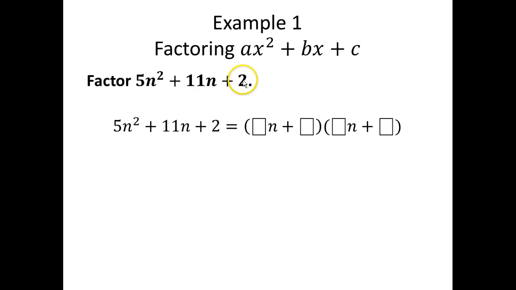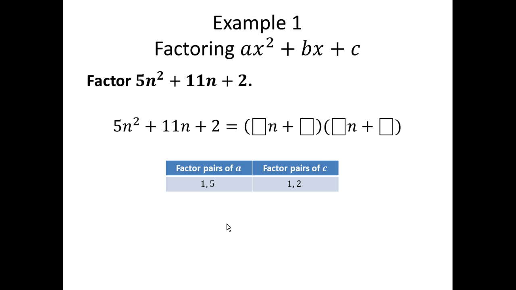Similarly, I have a 2 here, but this 2 is formed by multiplying together the constants in my binomials. So these have to be factor pairs. This has to be a factor pair of 2. But since 5 and 2 are prime, I only have a couple options to consider. Since 5 is a prime number, the only two integers that I multiply together to give me 5 are 1 and 5. Similarly, since 2 is a prime number, the only numbers I can multiply together are 1 and 2. So let's try this out.